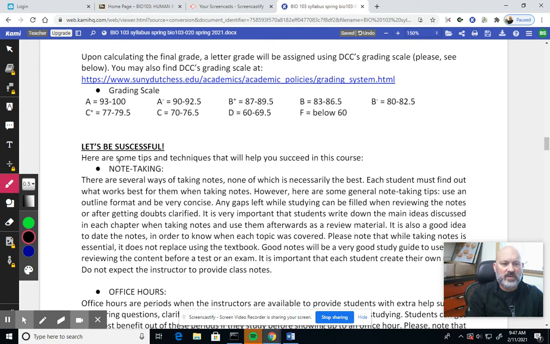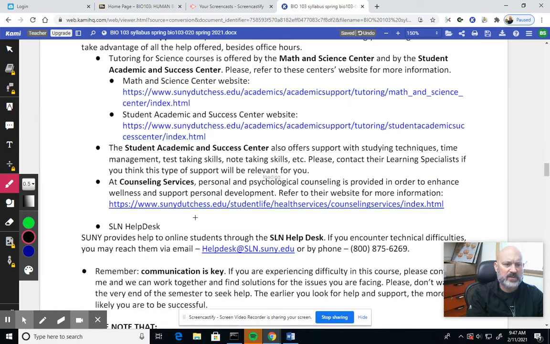This is the Dutchess Community College grading scale. All your teachers use the same scale, so that should be no surprise.